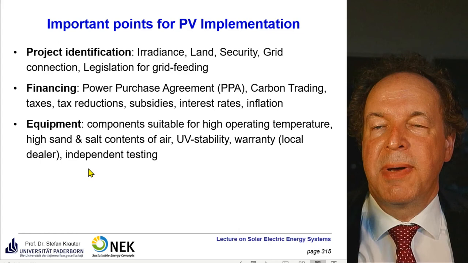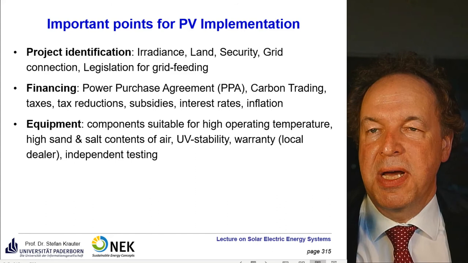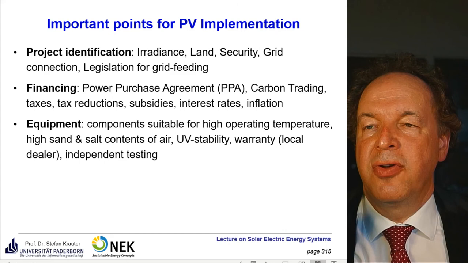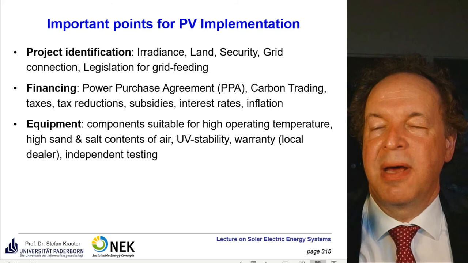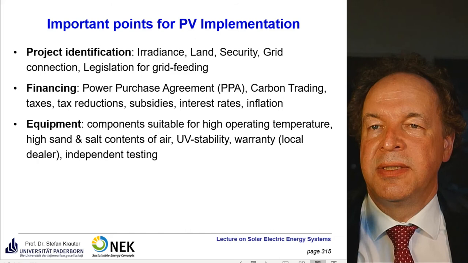And independent testing. So you want to know whether the datasheet values are really reached, especially the power output. And if you measure it, the manufacturer won't believe you. But if you have an independent testing institute that can do this for you and is accredited by the manufacturer, or in general, this makes it easier to make claims.